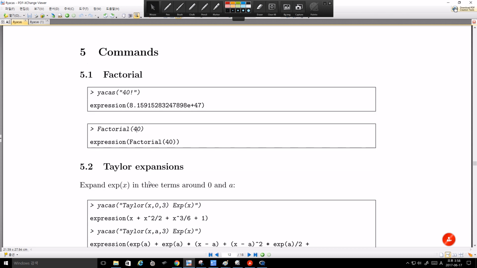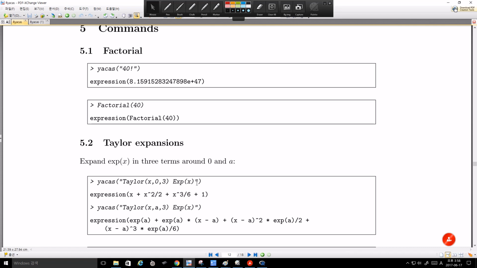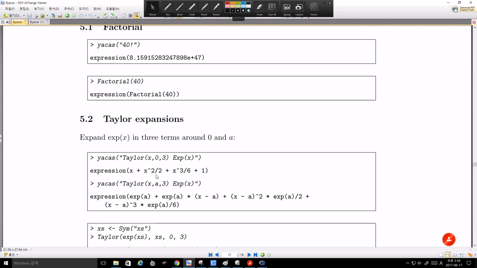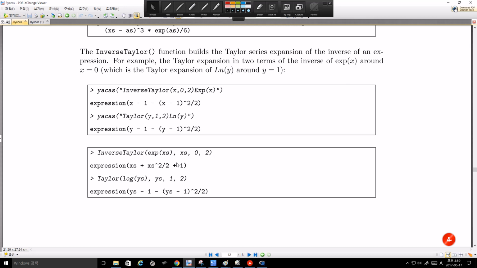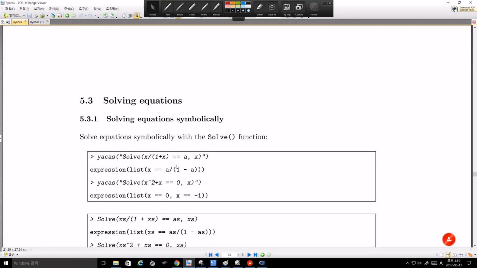40. Okay. And the Taylor expansion, we already know the Taylor expansion. This is the Taylor expansion at 0, so it is basically the Maclaurin series. And for an arbitrary point A, we can do Taylor expansion at arbitrary point A. Then we have this one. So when A is 0, they are the same, right? Another arbitrary point. We have inverse Taylor. We skip it, and actually it can also solve equations.